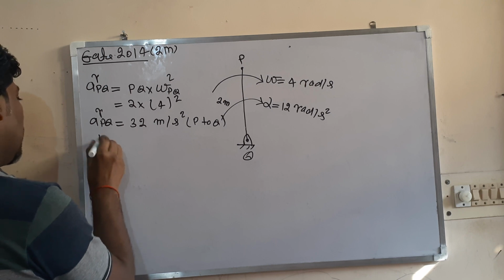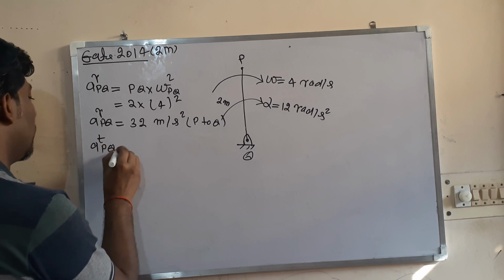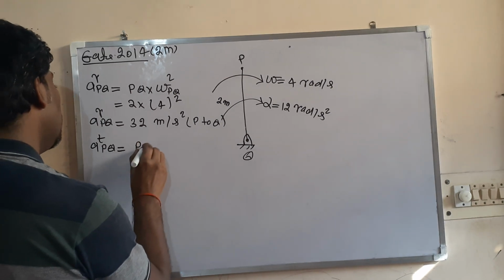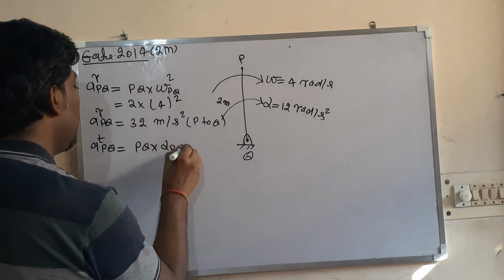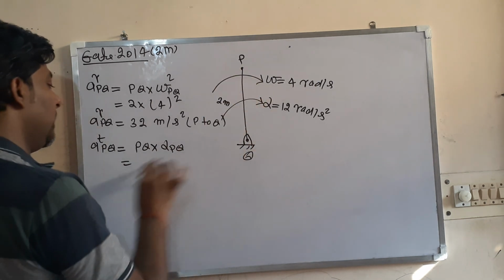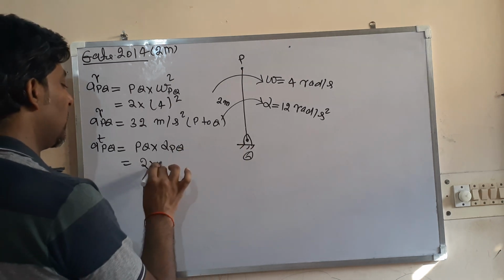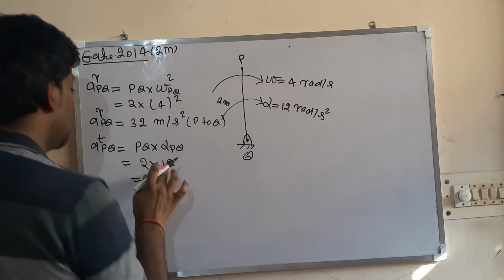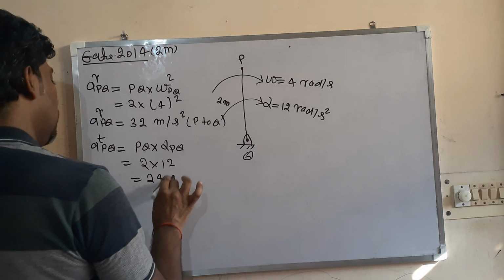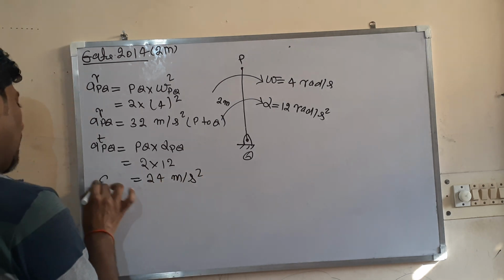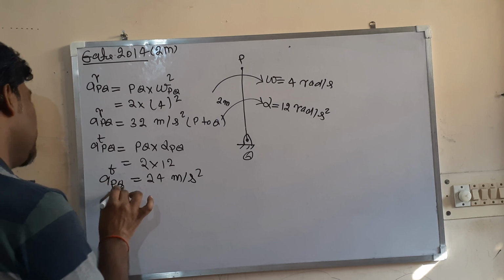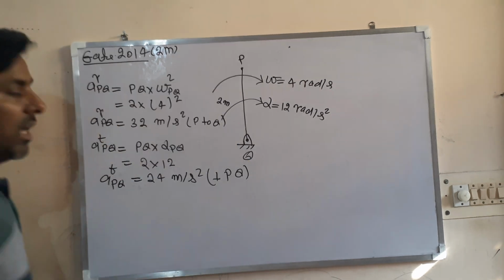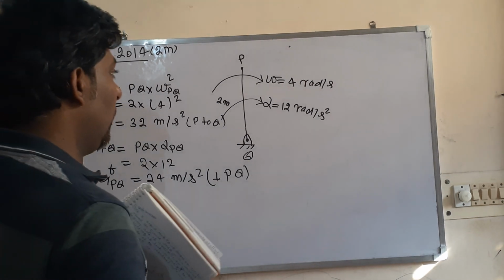Now, the tangential acceleration of P with respect to Q is equal to PQ into alpha of that link PQ. PQ is 2 and alpha is 12, so I am getting 24 meter per second square. This is the tangential acceleration of P with respect to Q. That will be perpendicular to PQ.